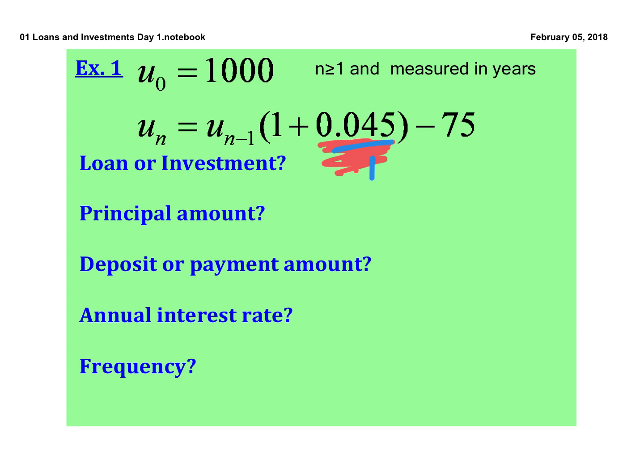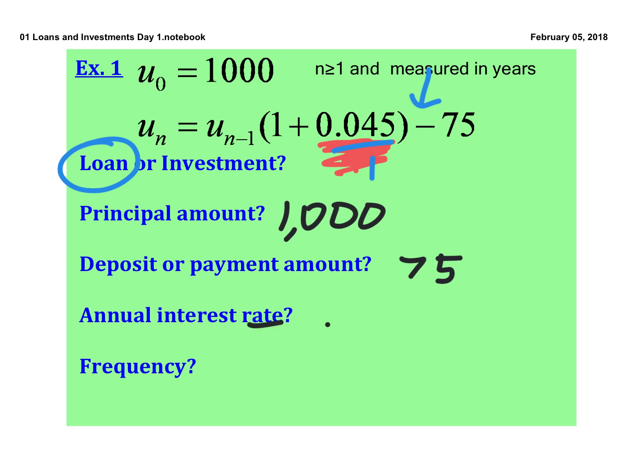So this one was a loan. Why? Because of a minus sign right there. And therefore, the principal amount, that's how much you started with, which was what? 1,000. Deposit or payment amount? 75.